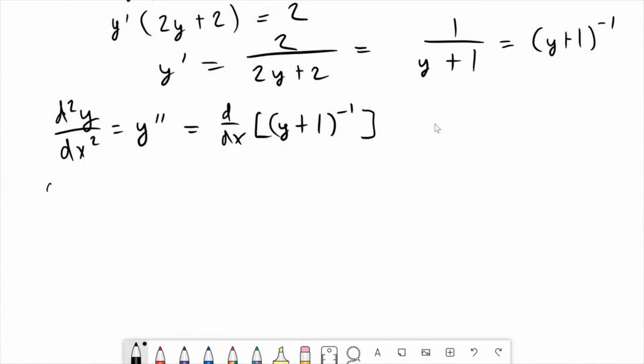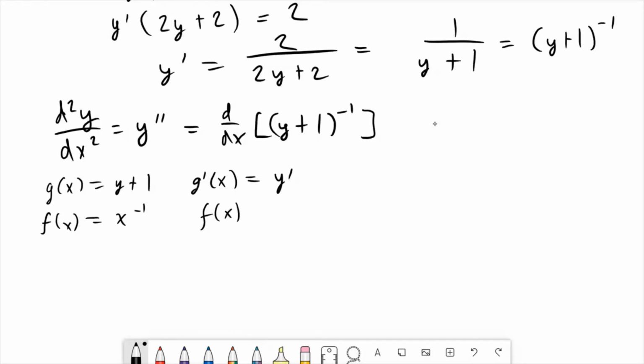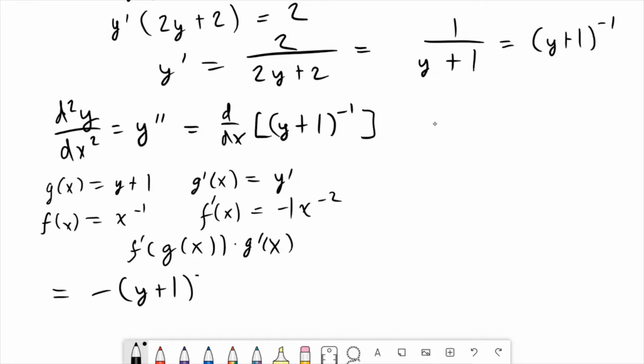So the inside is y plus 1, so the derivative is y prime, and the outside is something raised to the minus 1, and then the derivative of that something is minus 1 times x to the minus 2, and then I just plug it in. So the differentiation of this is precisely f prime of g of x times g prime of x, which is equal to, see, f prime is negative (y plus 1) to the negative 2 times the derivative of the inside, which is y prime.